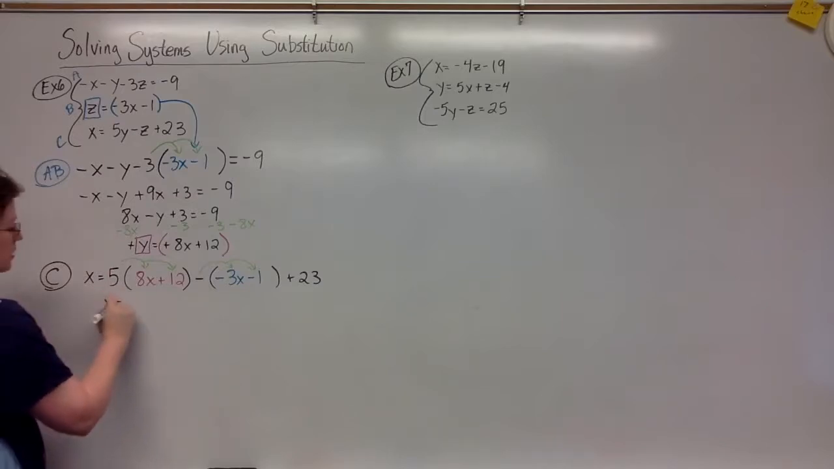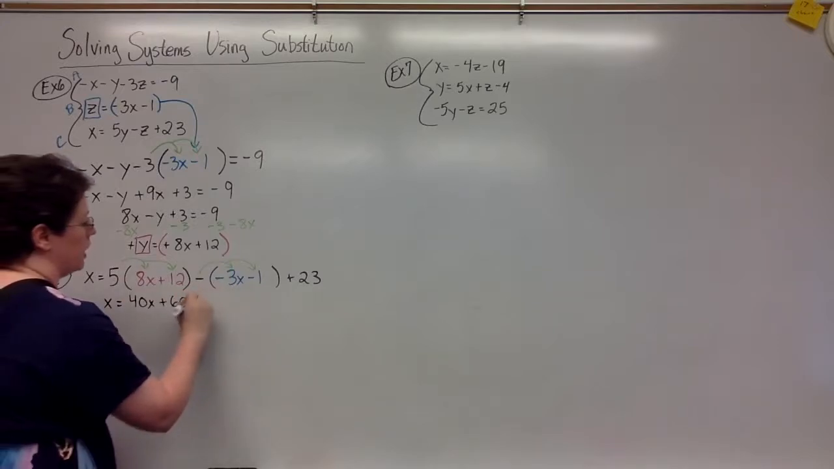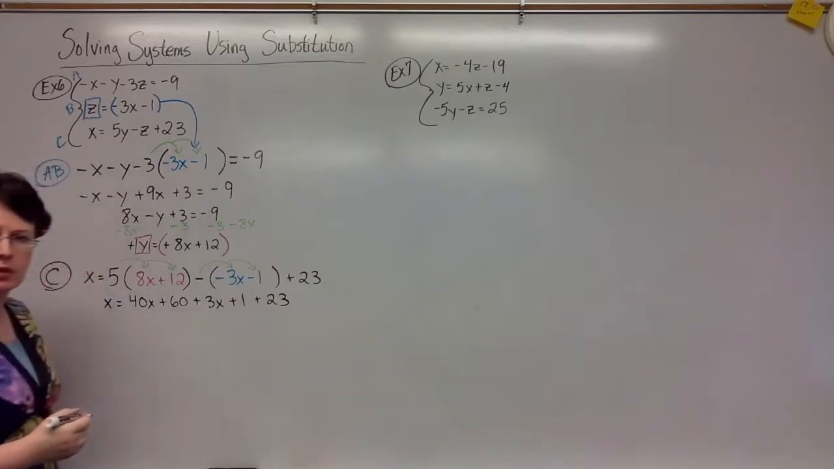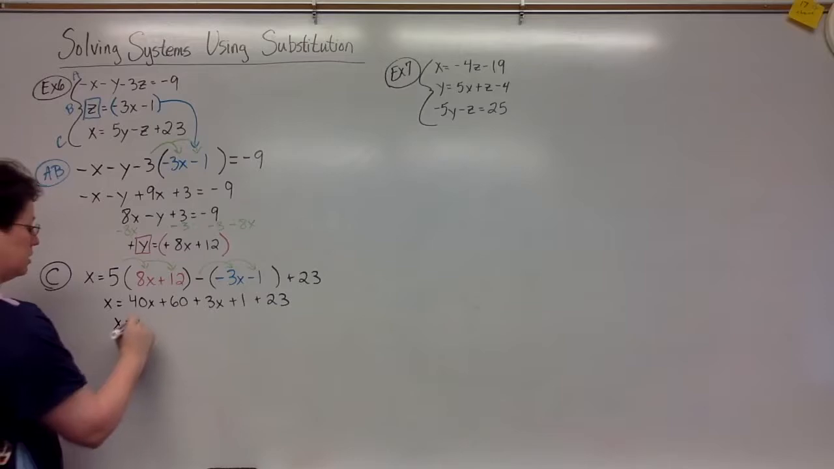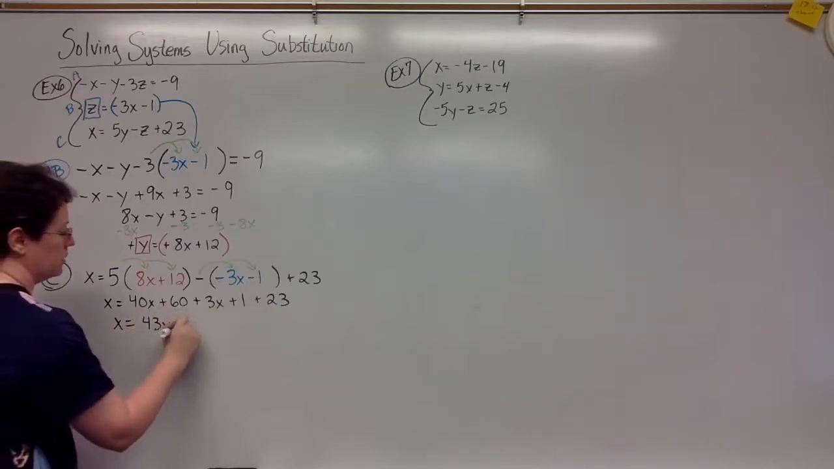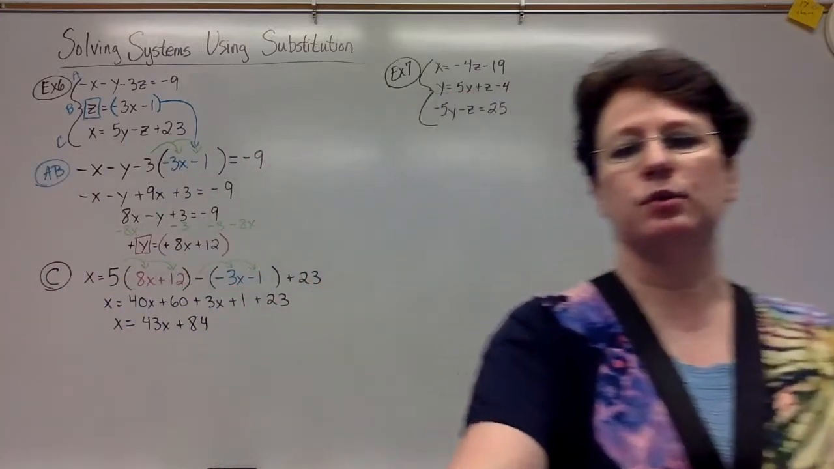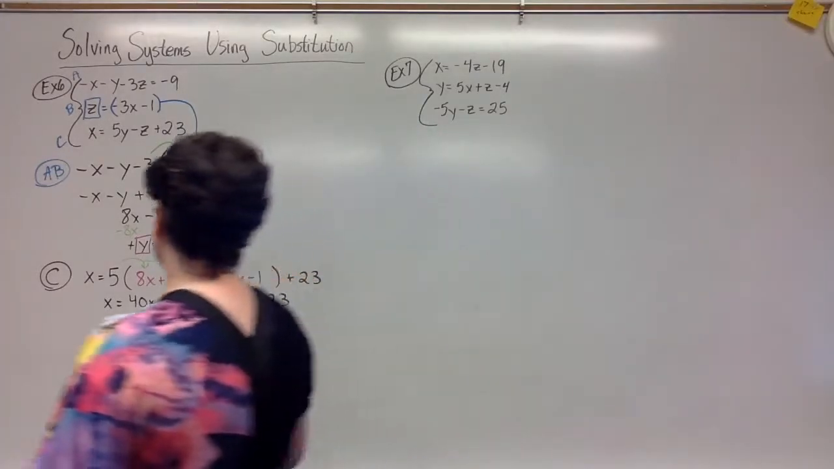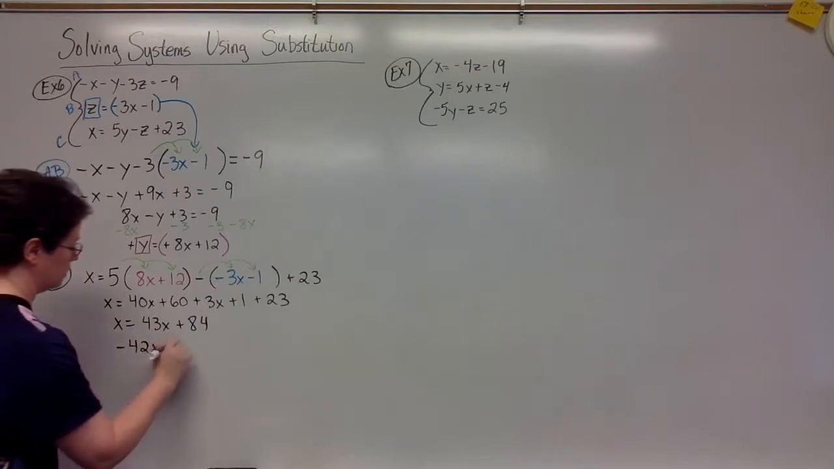So I have x equals, that becomes 40x plus 60 plus 3x plus 1 plus 23. Let's combine like terms. So x equals 40 plus 3 is 43x. 60 and 24 is 84. We're close. We're super, super close, right? What do we need to do? We have to move the 43 to the other side. So we end up with negative 42x equals 84.